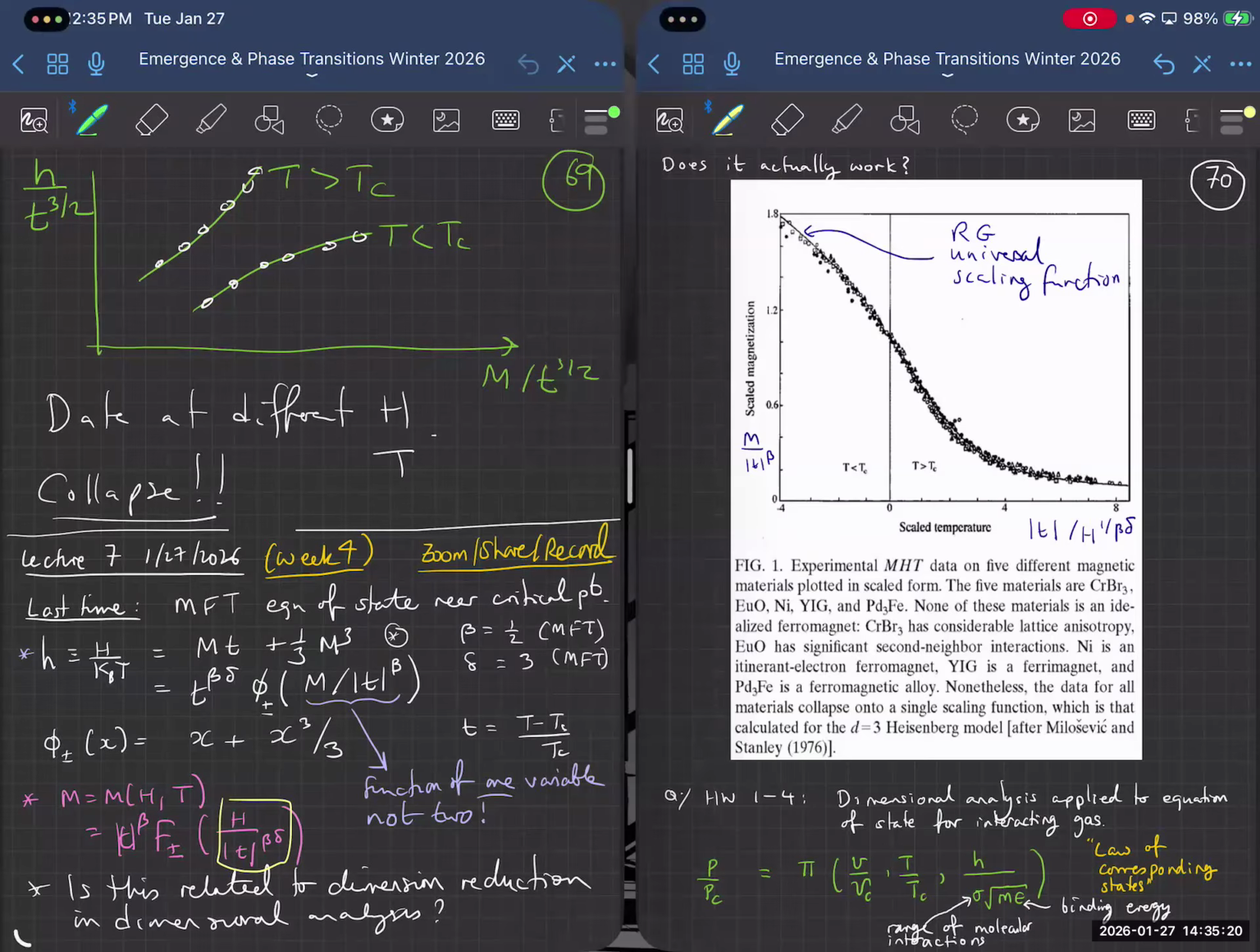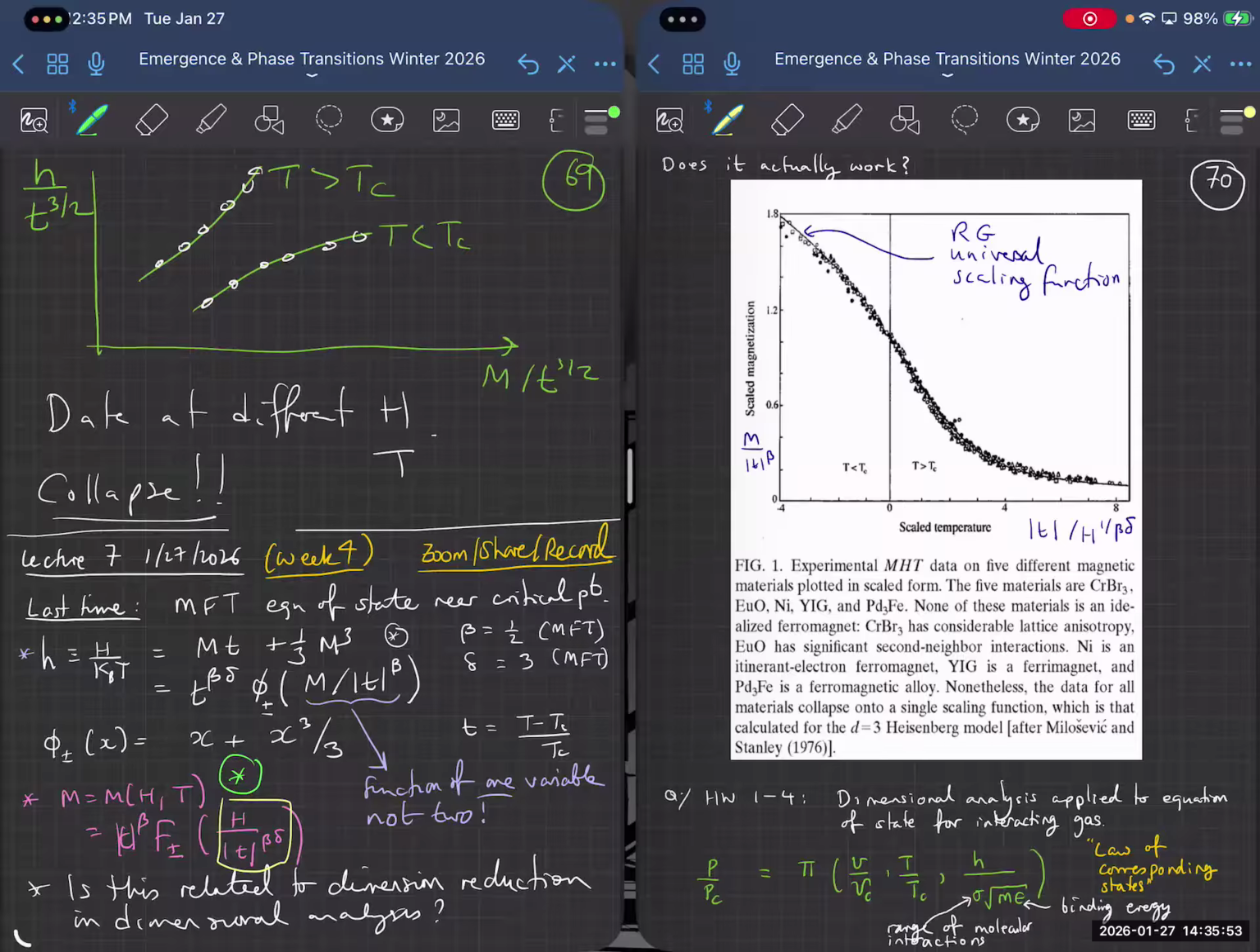You can see that this equation over here, the one I'm putting a star next to, says that if I plot m over t to the beta, where t is t minus tc over tc, as a function of h over t to the beta delta, or equivalently t over h to the power 1 over beta delta, then according to this formula, all those data would collapse onto one universal curve. That's what it says. So let's see, does it work?